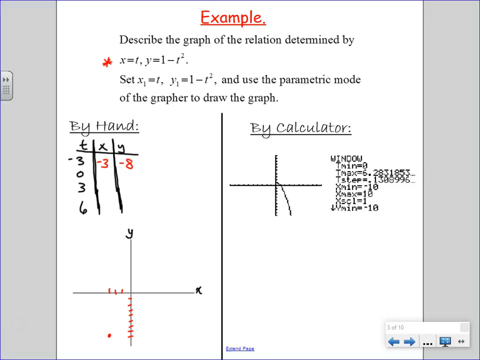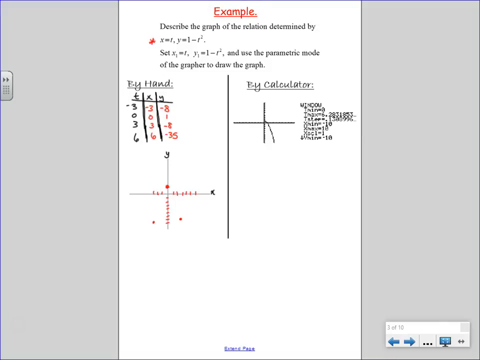Plugging in 0. 0, 1. Plugging in 3. Or 0 and 3 and -8. I'm sorry. And then plugging in 6. 6 and -35. That's -8, 16, 24, 32-ish.